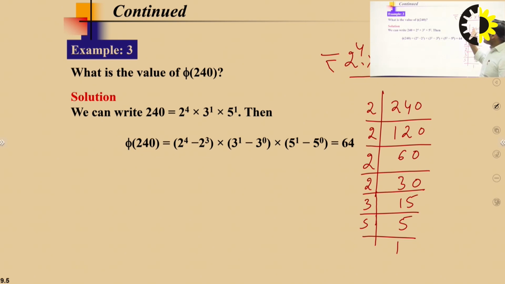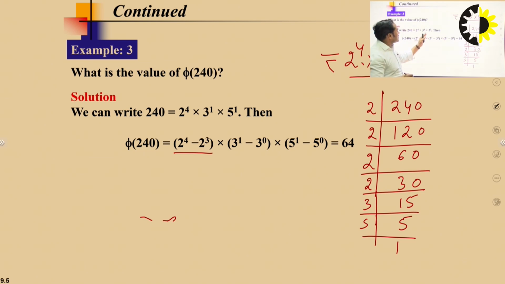So after factorizing 240 into 3 different prime numbers, you can apply the formula. You get 240 equals 2 power 4 into 3 power 1 into 5 power 1. By using this prime factorized form, you can convert it, and this is rule 4, where phi of p power k equals p power k minus p power k minus 1. So for 2 power 4, you get 2 power 4 minus 2 power 4 minus 1.